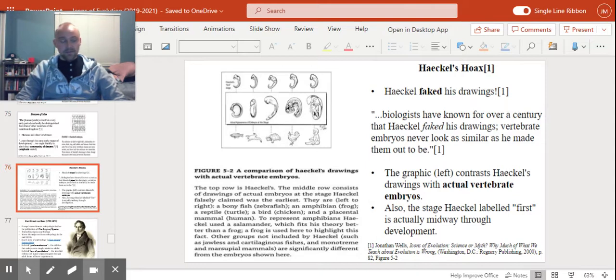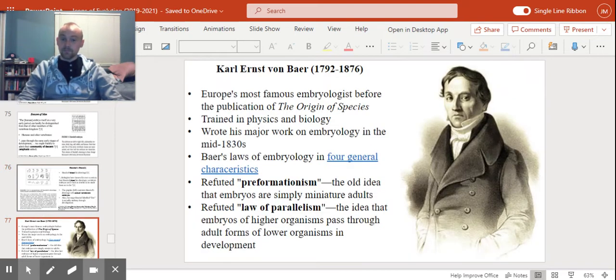So the graphic on the left contrasts Haeckel's drawings with actual vertebrate embryos. Also, the stage Haeckel labeled first is actually midway through the development. So not only did he fake the actual drawings, but the ones he did get right, he changed the order of, in order to put the ones that looked similar closer toward what he called the earliest stages, even though it may have been a later stage for one, an earlier stage for another. He adjusted the data in order to fit this theory.